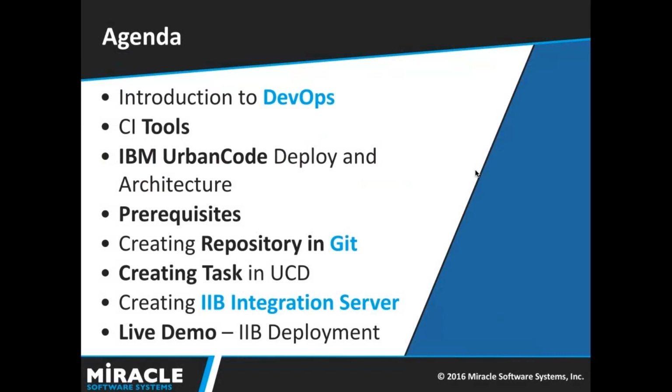I will show you what DevOps and CI tools are, what IBM UrbanCode Deploy is, and its architecture and the prerequisites. What are the prerequisites we need for this demo, and also creating a repository in Git and creating a task in UCD. After that, I will show you creating an IIB integration server.